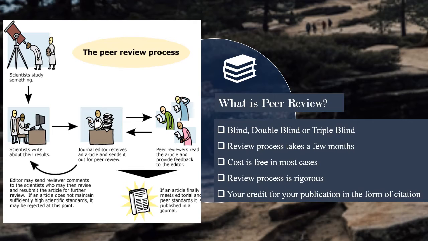And depending on this cycle of process, the peer review process can be blind, double blind, or triple blind. The review process can take a few months, which is one of the reasons sometimes the whole publication becomes longer. In most cases, this review process is costly and can be rigorous as well. Your credit for publication is in the form of citation.